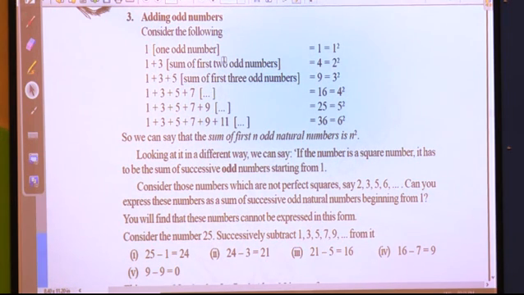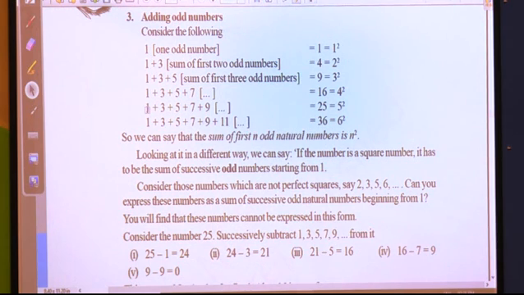One odd number: 1 square is 1. 1 plus 3, the sum of the first two odd numbers, is 4, which is 2 square. 1 plus 3 plus 5, the sum of the first three odd numbers, is 9, which is 3 square. 1 plus 3 plus 5 plus 7, the sum of the first 4 odd numbers, is 16, which is 4 square.